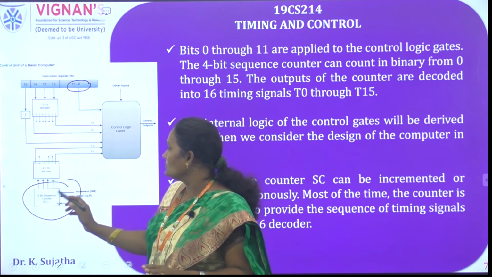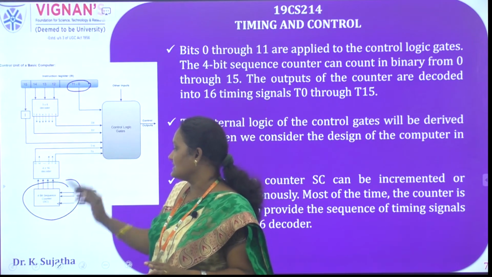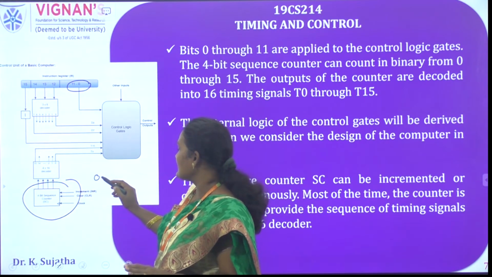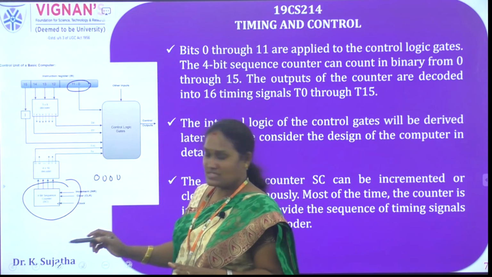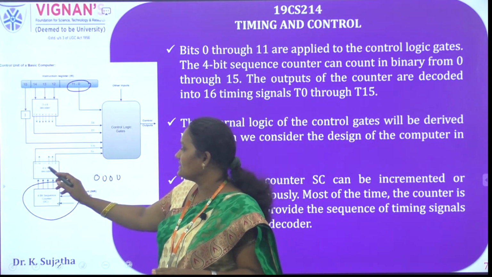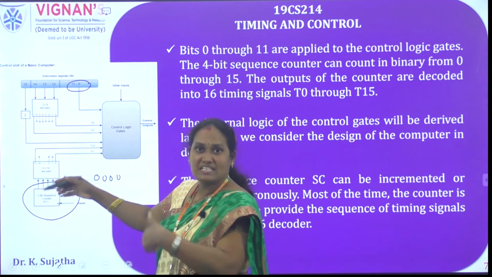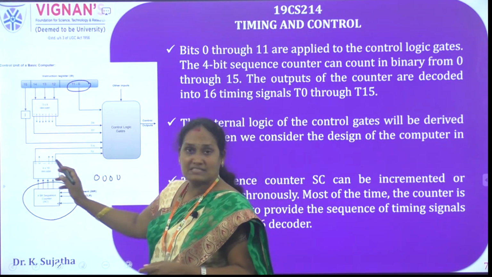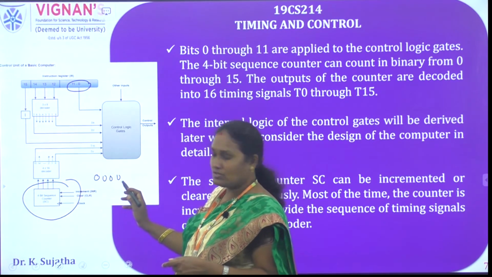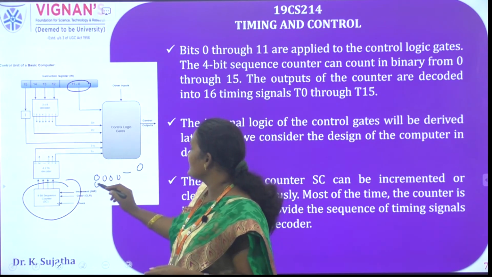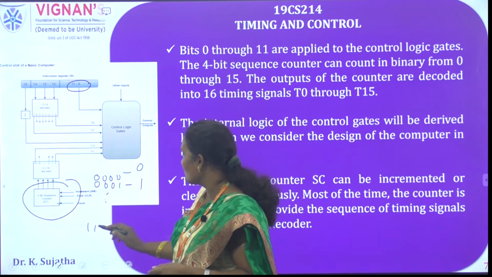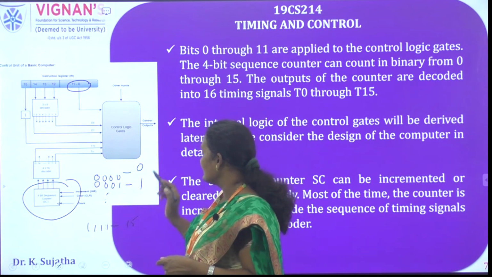Now how can this sequence counter count 16 values? Suppose for example, this sequence counter sends the information 0000. So from the sequence counter it sends 4 bits to the decoder. This decoder gets a 4-bit input, which is decoded as 16 outputs. If the sequence counter sends 0000, it is decoded as 0. If it sends 0001, it is decoded as 1. And so on. If it sends 1111, it is decoded as 15.